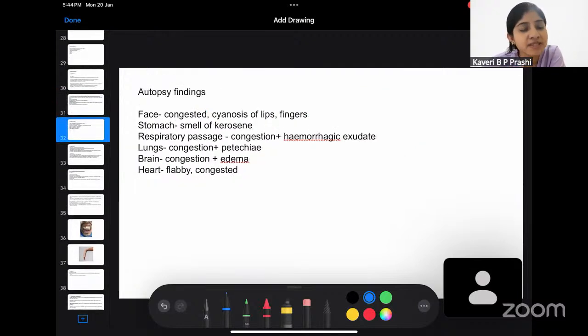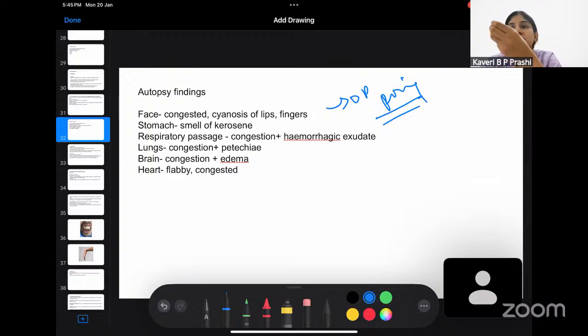And in the autopsy, the face is going to be congested, with cyanosis of lips and fingers in case of OP poisoning. In the stomach, whenever you open, there is going to be a smell of kerosene that you can feel. In the respiratory passage, there's going to be congestion and hemorrhagic exudate. Whereas in all the other organs like lungs, brain and heart, you can see congestion. In lungs, additionally, you can also see petechiae. In the brain, you can see congestion and edema. The heart is going to be very thin, flabby and congested.